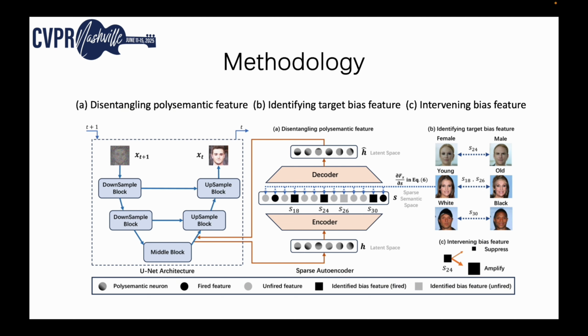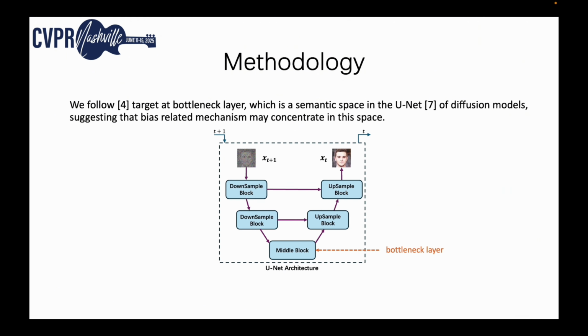To answer this, we introduced DiffLens, our framework designed to dissect and mitigate diffusion bias. It operates in three key stages as visualized here. Our method, like some previous work, targets the hidden states within the UNet architecture, specifically focusing on the bottleneck layer. This layer is known to be a rich semantic space, making it a prime candidate for our analysis.